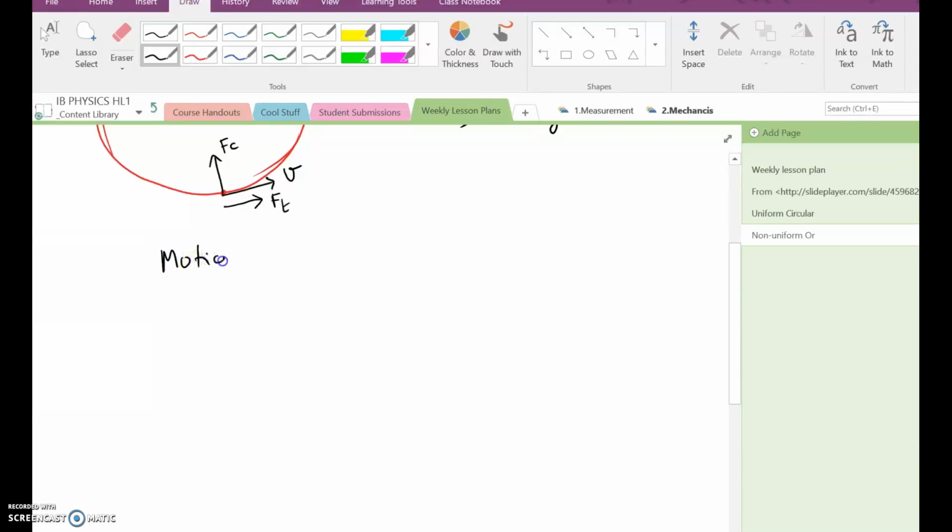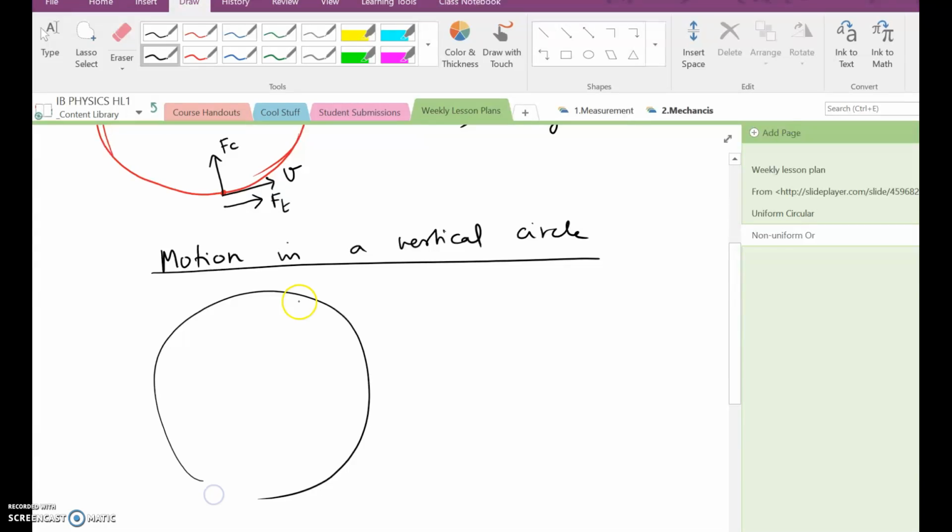If you take a mass tied to a string and whirled in a vertical circle, that is an example of non-uniform circular motion. So let's see how. So here is a ball that is tied to a string and it is whirled in a vertical circle like this. So let's look at the ball when it is in this position.